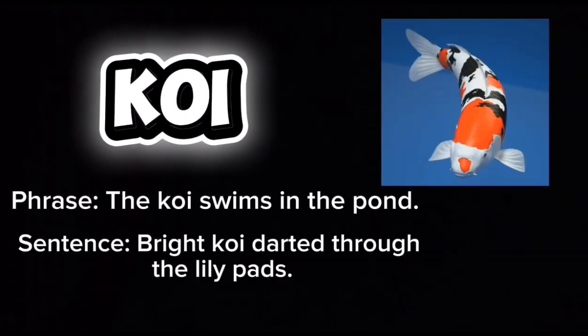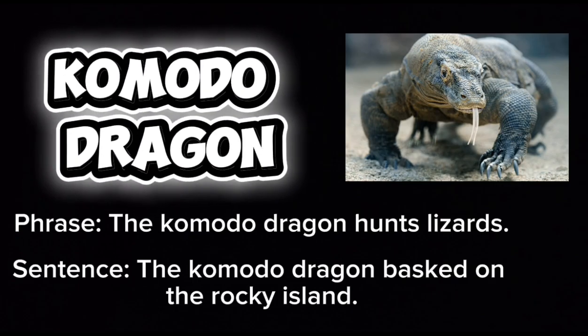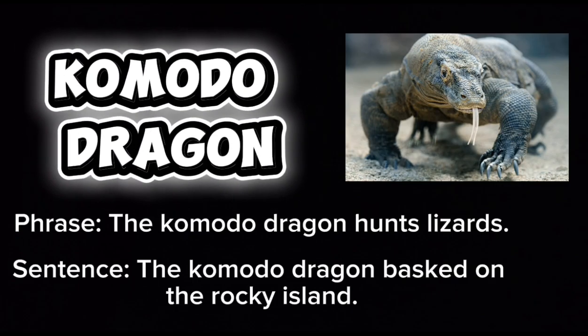Koi. The koi swims in the pond. Bright koi darted through the lily pads. Komodo dragon. The Komodo dragon hunts lizards. The Komodo dragon lay down on the rocky island.